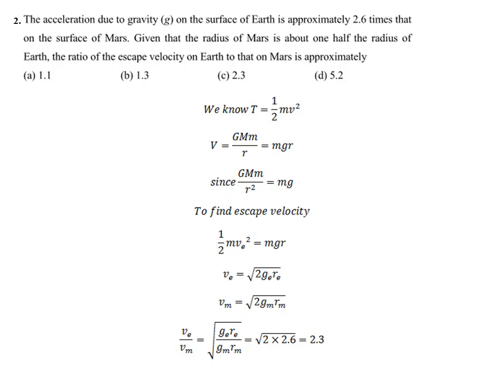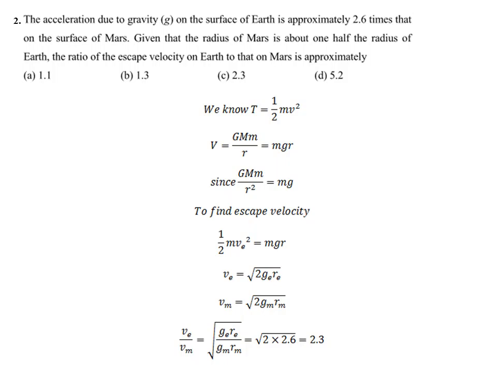Question number 2. The acceleration due to gravity on the surface of Earth is approximately 2.6 times that of surface of Mars. Given the radius of Mars is about 1/2 the radius of Earth, the ratio of escape velocity on Earth to that of Mars is approximately. So here we should know two formulas.